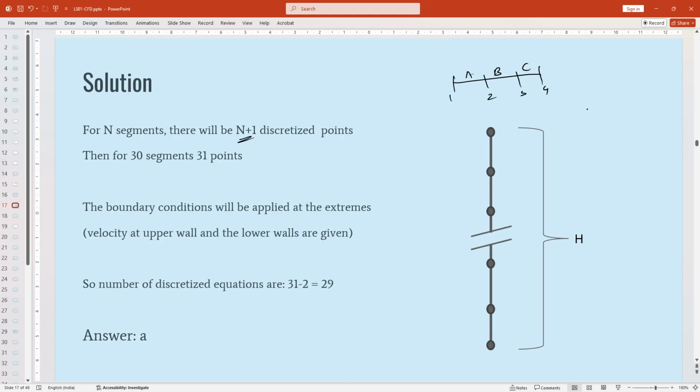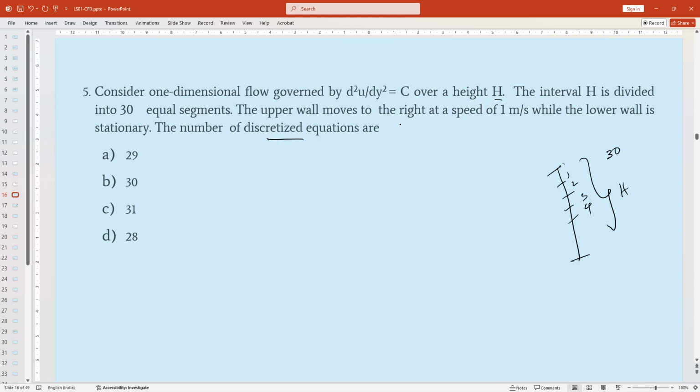So to discretize into 30 segments, you will need 30 plus 1, that is 31 points. And our question is the number of discretized equations you need. So we will have to solve for 31 points.